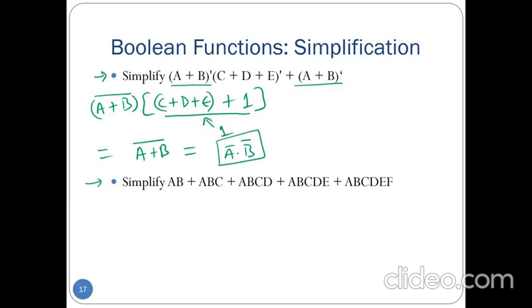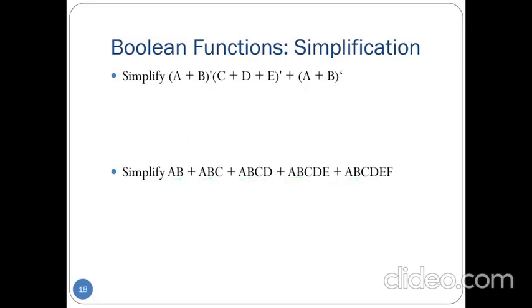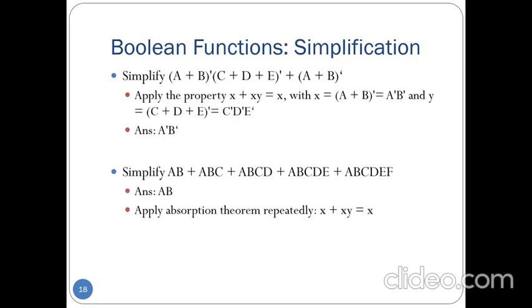Let's work on the second expression here. So once again notice that this a and b is common everywhere. So let's take this out. So our expression becomes a and b, times 1 or c or cd or cde or cdef. Okay, so once again 1 or anything else is always going to be 1, right? So basically this entire expression inside the bracket reduces to 1, and your final answer is a and b. The answers are also provided over here for the same problems.